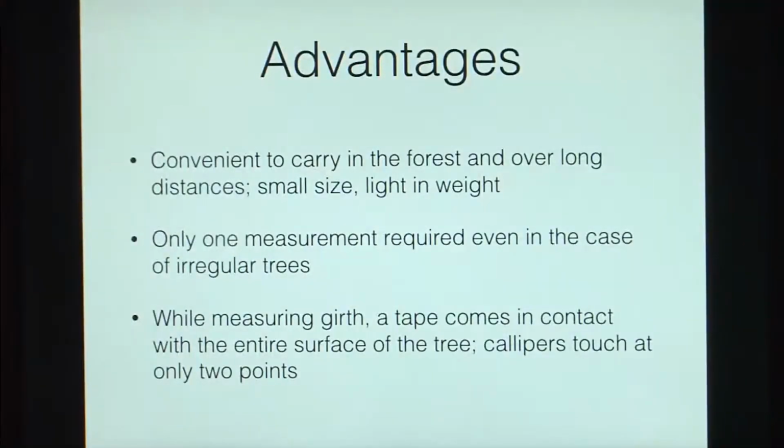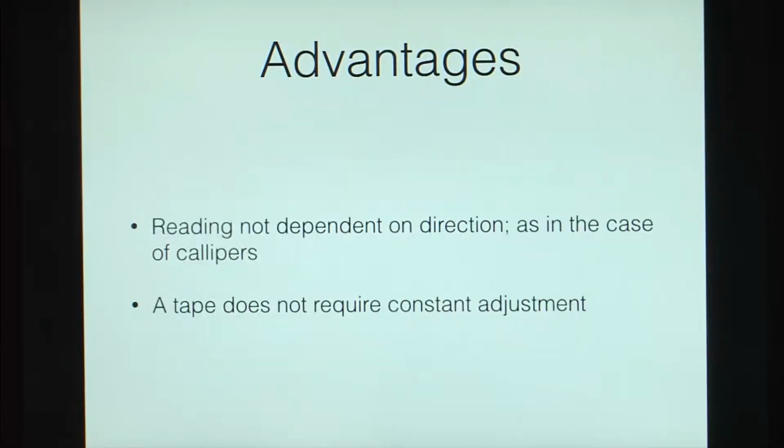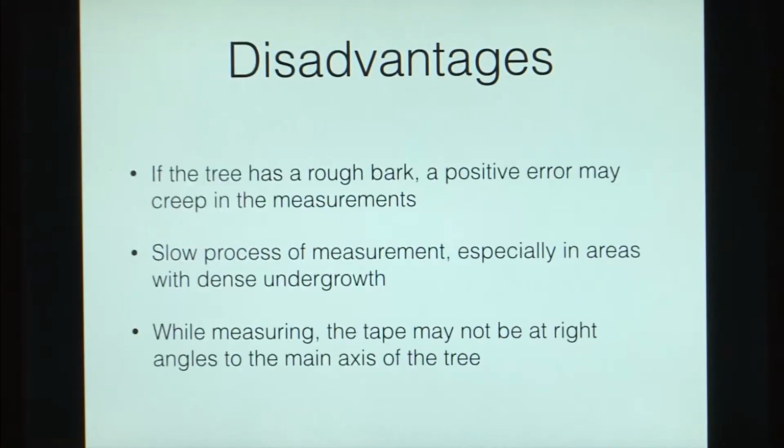Then we looked at some advantages. Unlike calipers, it is very small and it is very light, so you can easily carry it in your pocket. Only one measurement is required. In the measurement of girth, it comes in contact with the entire surface of the tree. Then the reading is not dependent on direction, as in the case of calipers. If your tree had an irregular cross section, your readings might be highly direction dependent, and it does not require any adjustment because it is not a mechanical device.